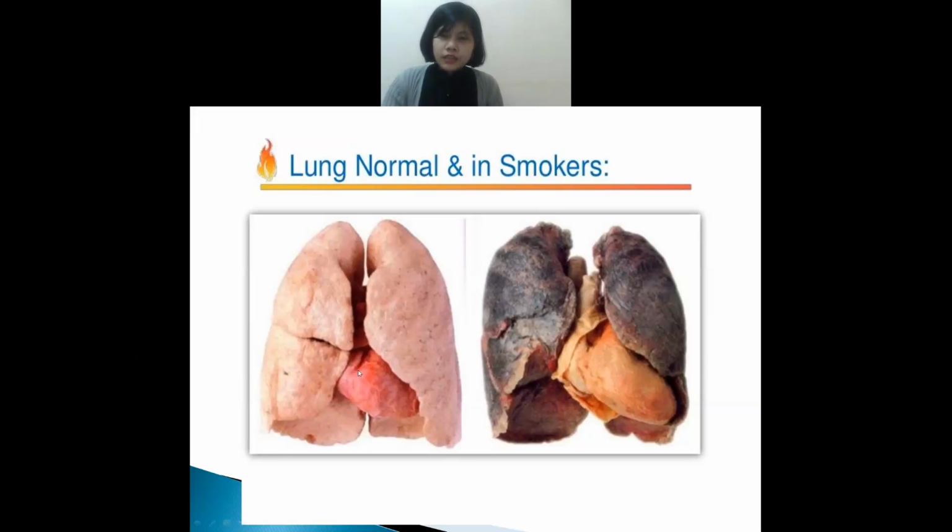Where is the heart located? The heart is located in between the lungs. So this is the heart, and it is located in between the lungs. This is the lungs, one, two. So you have two lungs. What do the lungs help in? The lungs help in the respiratory system, that is respiration, breathing in and breathing out. That is the lung.